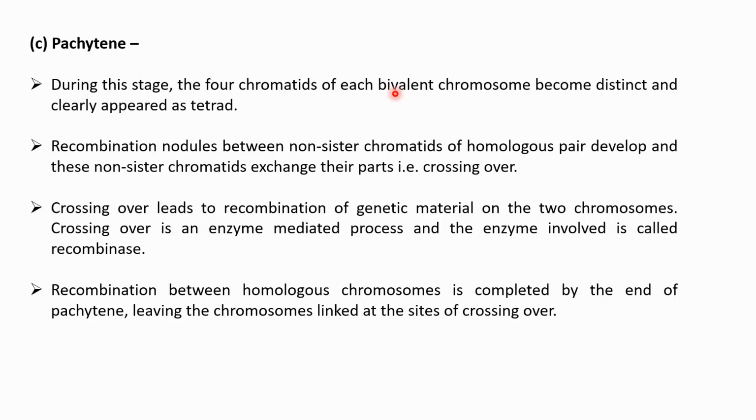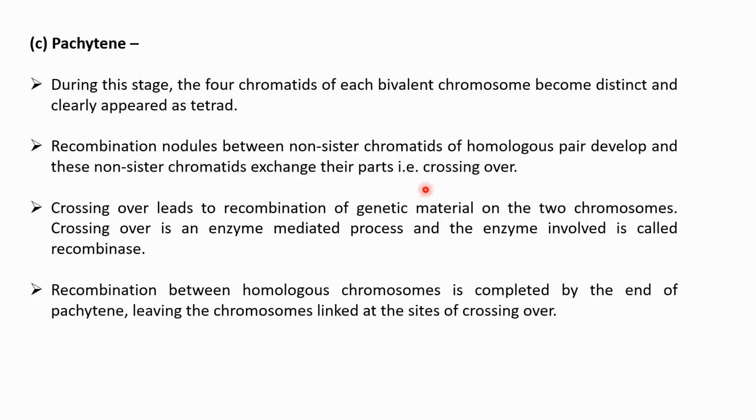So this is because of various events that happen during the time of gamete formation. One of them is the recombination. Recombination nodules between the non-sister chromatids of the homologous pair develop. These non-sister chromatids exchange their parts, that is crossing over.